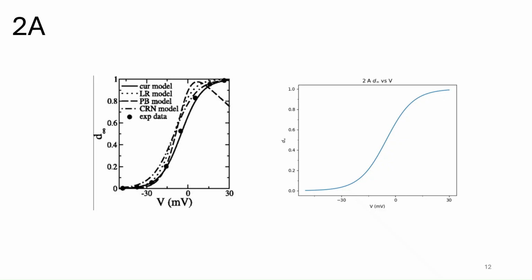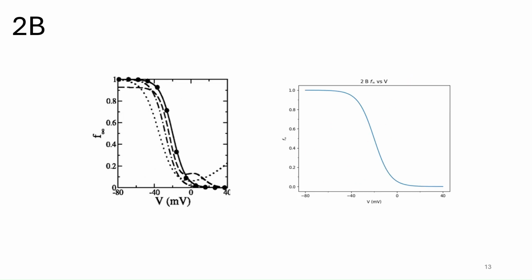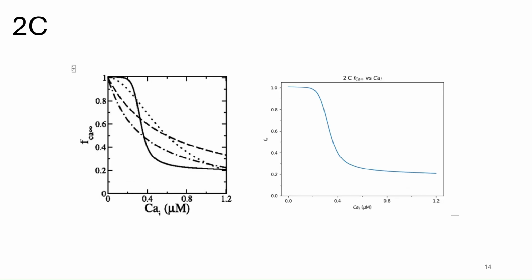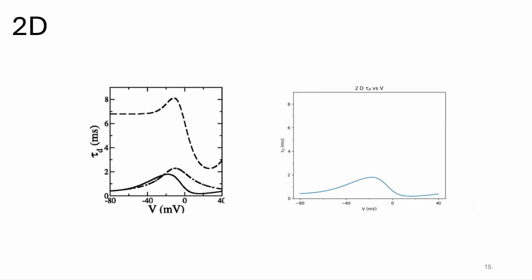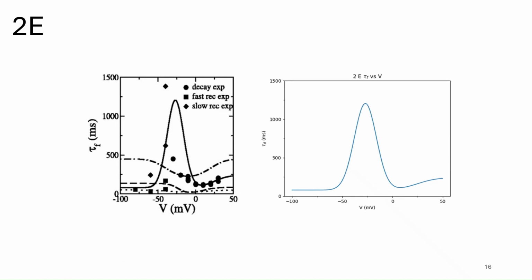This is D infinity versus V, and it shows a sigmoid kind of curve that increases with voltage. This is also matching properly. This is F infinity versus V. It decreases with increase in voltage, and it also has a sigmoid kind of behavior. This is FCa infinity. It also decreases, but it does not go to zero. It goes to a constant value at higher voltage. This is the tau d values, and this solid line is the model prediction, which is also clearly matching here. This is tau vef.